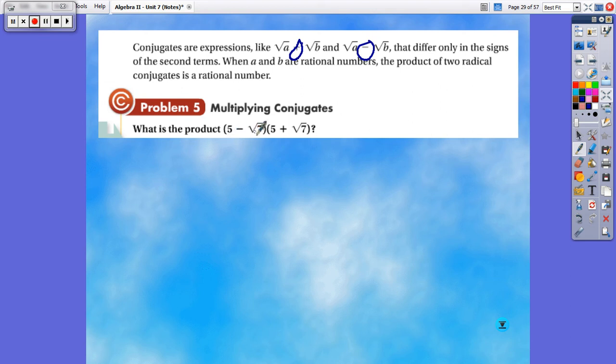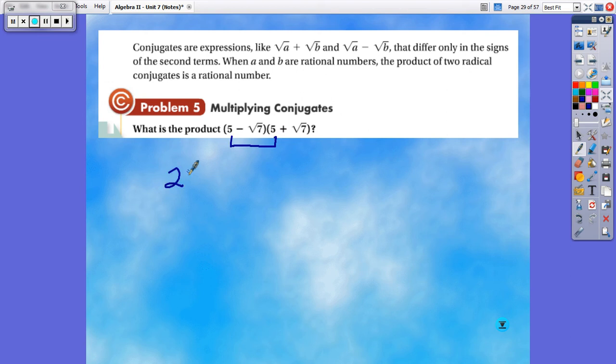We have 5 and root 7. This one is subtracting, this one is adding. It's really important to know the vocabulary word conjugates. I'm going to say it a lot when we start rationalizing. So conjugates are really helpful because they give us a rational number. So we're going to FOIL these just like we normally would, and it's going to work out really, really well.